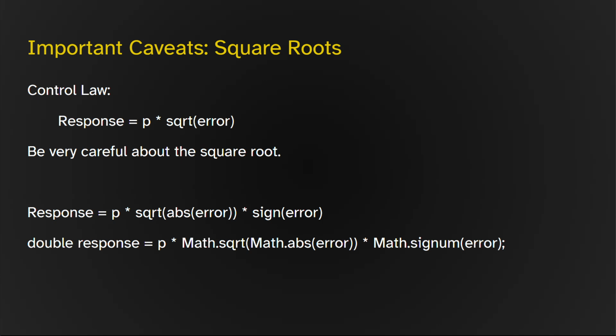I have pseudocode and also Java code at the bottom of this slide that demonstrates how you do that, but we want to take the absolute value of the error, we square root that, and then we multiply it by what the sign of the error was.